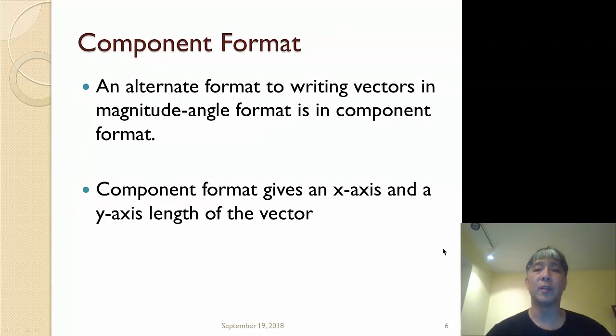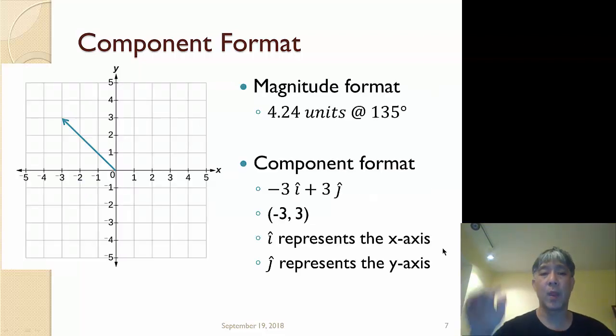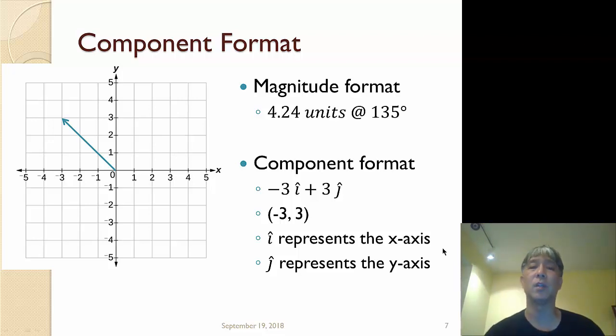Besides drawing arrows to represent vectors, a common format that we write them in is the component format. What I'm looking for in the component format is how long is this vector in the x direction? How long is this vector in the y direction? In this example, I have a vector that goes into the northwest direction, or in the second quadrant. If I wrote it in the standard format of magnitude angle, I would have to describe it as 4.24 units. I haven't defined what that unit is, so let's just call it a unit. But it's 4.24 units at 135 degrees. I could also describe it as 45 degrees north of west.